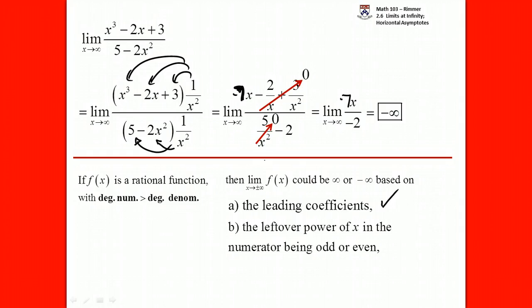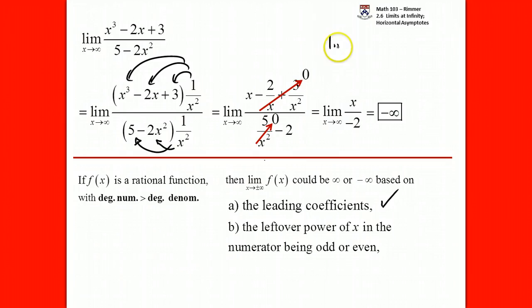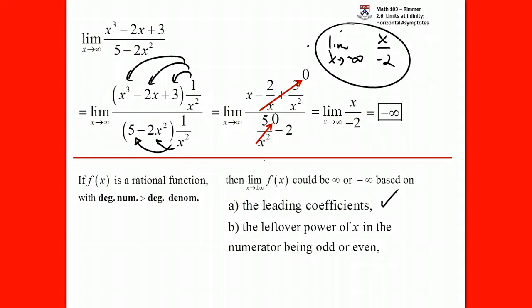The leftover power on x matters. It doesn't matter right here as I'm going towards infinity, but what if I was going towards negative infinity? Okay, back to the original problem. Sorry, let me erase my sloppy negative 7s. Back to the original problem. And let's go right to the version of it where we have limit x goes to now negative infinity of x over negative 2. Now it's negative in the numerator and negative in the denominator. So it's going to go to positive infinity. So that matters. Okay.